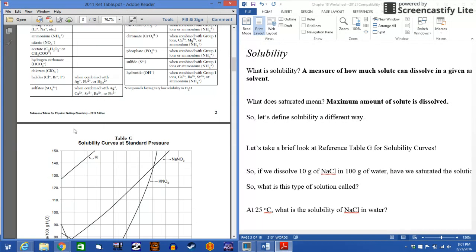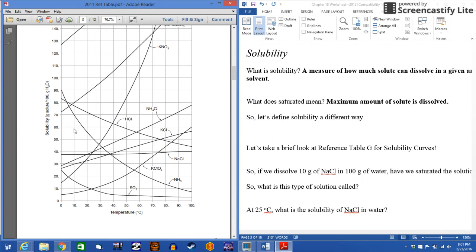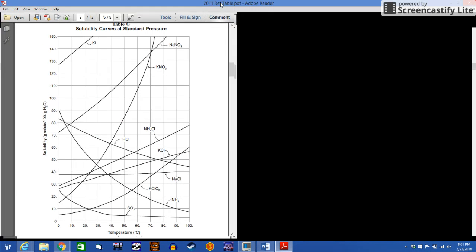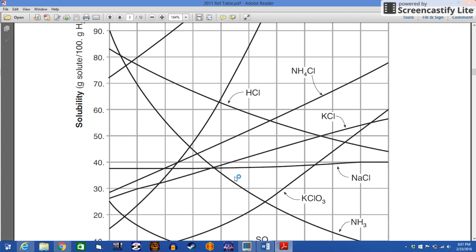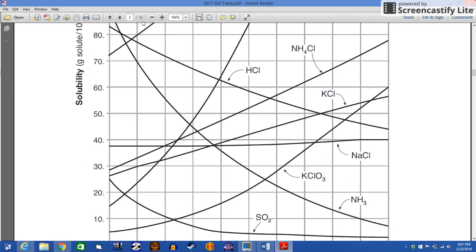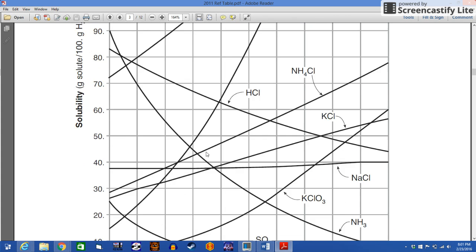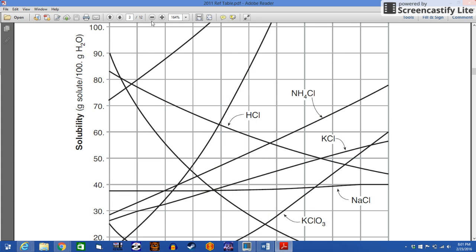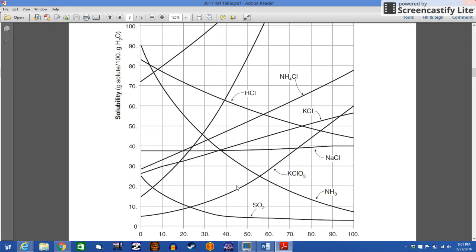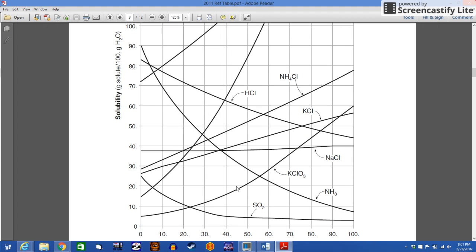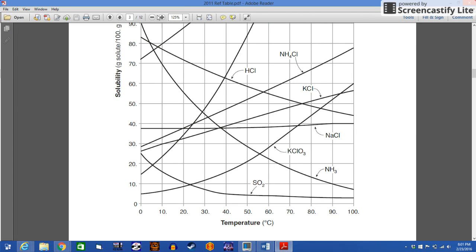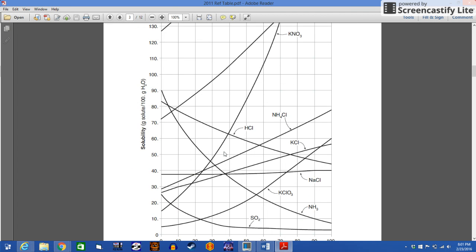Scroll down to table G, and I'll maximize this for a second, because the first thing you could say to yourself is, oh my goodness, what is going on here? That is a big mess of lines. And it's true, and you can tell the lines aren't very well behaved. They don't look like standard math graphs or anything like that. Some of them have a kind of a shape like that, but they're not very well defined. But the good news is that you're going to be asked specifically about different solutes. So let's just take a look at the axes for a second, then we'll start doing some problems with it.